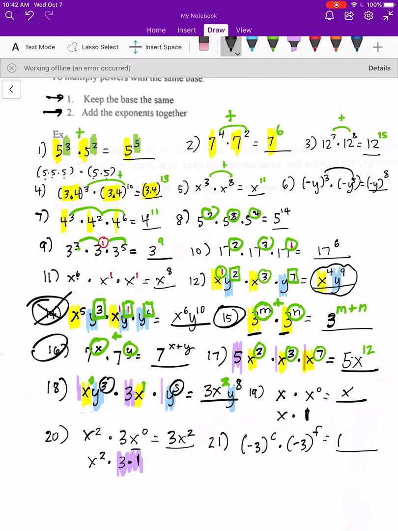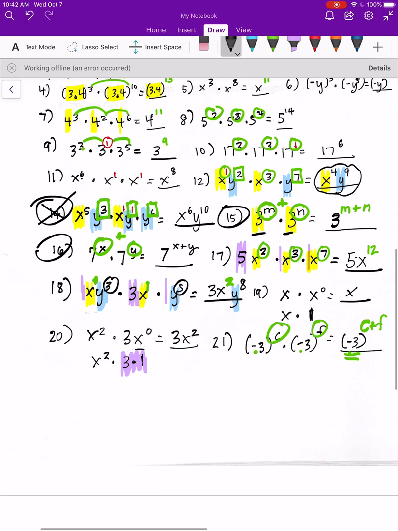So I keep the base the same, which is negative 3, and then I add my exponents, which are c and f, so it'd be negative 3 to the c plus f. I just bring this one up because if it's in parentheses, your answer also has to be in parentheses because that's how they want it. Okay, so if they have it in parentheses, you have to continue the parentheses.